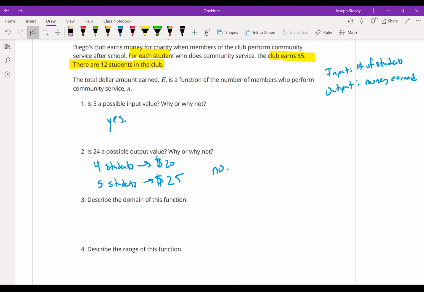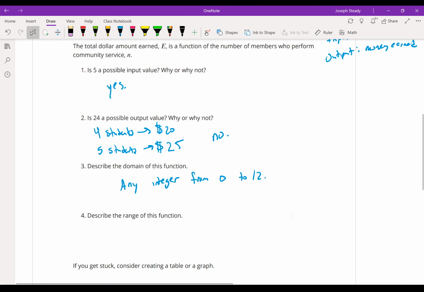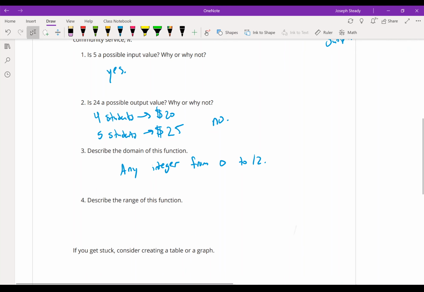So then if I want to think about the domain of this function, the domain seems to be, well, I can have 0 students, 1 student, 2 students, 3 students, all up to 12. So I'm going to call that any integer from 0 to 12. Again, integers are just the whole numbers and the negative whole numbers.